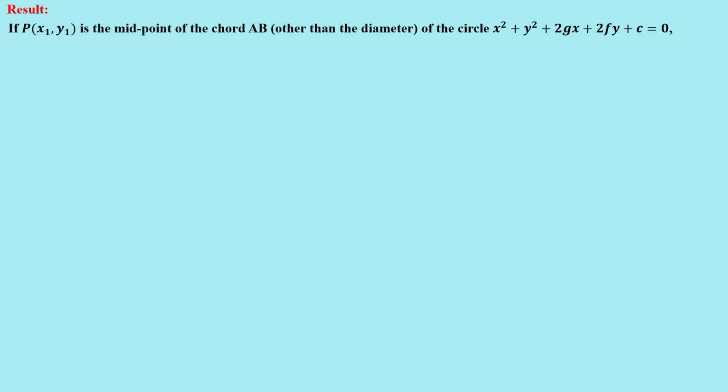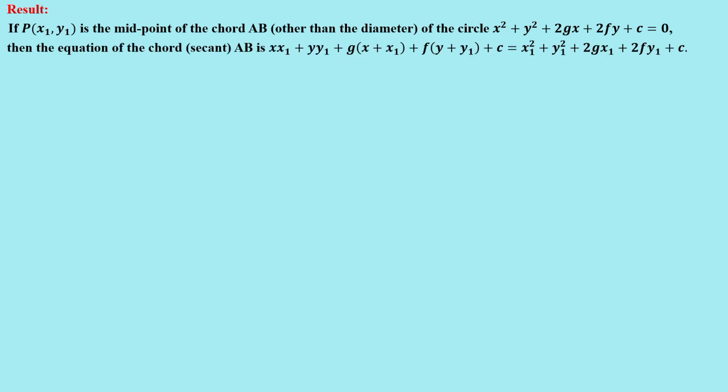Next theorem, that is a result. If P(x1, y1) is the midpoint of the chord AB other than the center of the circle x² + y² + 2gx + 2fy + c = 0, then the equation of the chord, which is nothing but secant AB, is x·x1 + y·y1 + g(x + x1) + f(y + y1) + c = x1² + y1² + 2gx1 + 2fy1 + c.